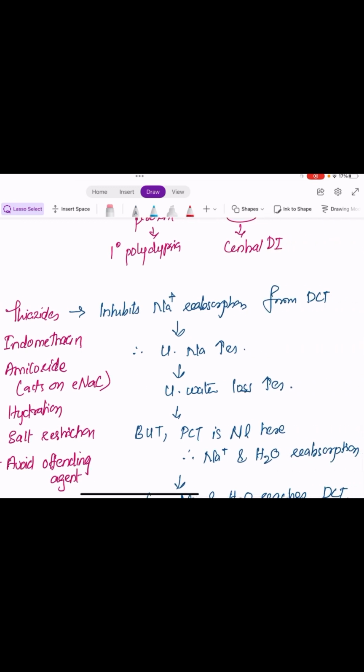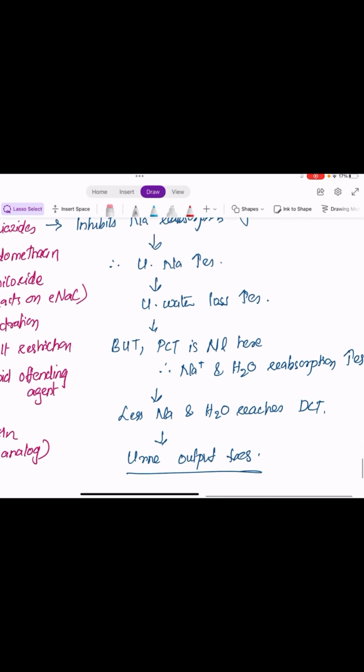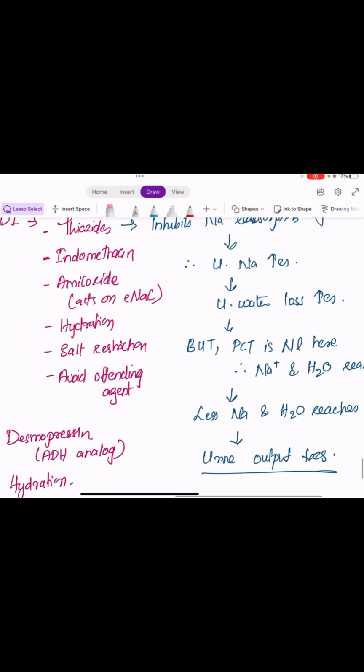Thiazides inhibit sodium reabsorption from the DCT. So urinary sodium level increases and urinary water loss increases. But the PCT here is normal, so sodium and water reabsorption will start to increase. Hence, less sodium and water reaches the DCT, leading to a decrease in the urine output.